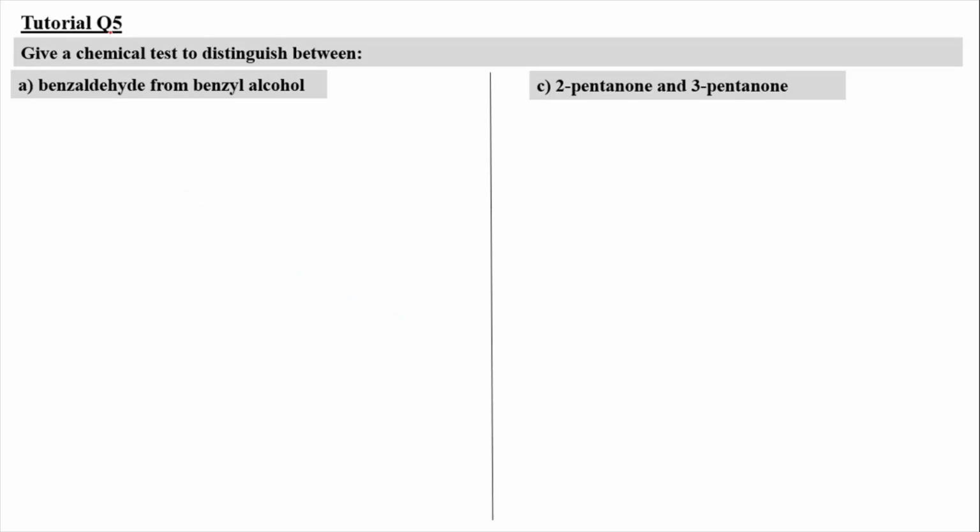So for tutorial question 5, we have to give a chemical test in order to distinguish between benzaldehyde and benzyl alcohol. Benzaldehyde is basically a benzene ring attached with the aldehyde group, so it's going to be written as something like this. Meanwhile, benzyl alcohol is known as phenyl methanol, the other name of it.